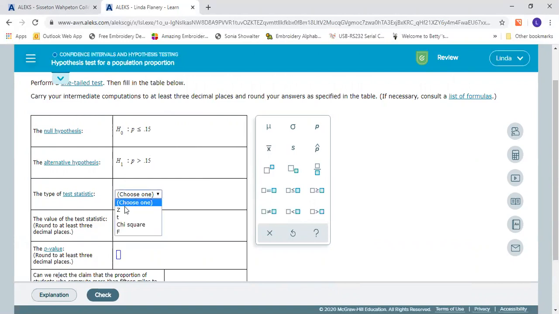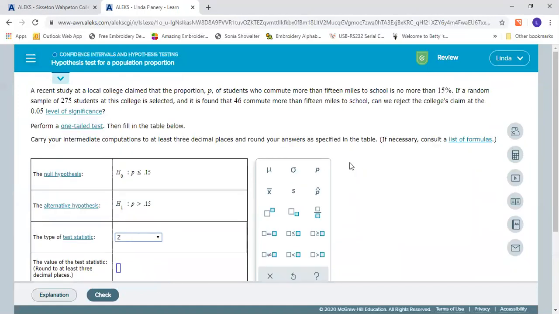My test statistic, again, is going to be a z-test. Again, I'm going to use my graphing calculator. I'm going to hit stat, cursor over to tests, do number 5. This time P sub 0 is 15%, so 0.15. And I'm going to slide back up to my question. It found that 46 commuted out of the 275 sample. So 46 is my X value. My N value is 275. This time my proportion is going to be the greater than. I always use that alternative hypothesis.